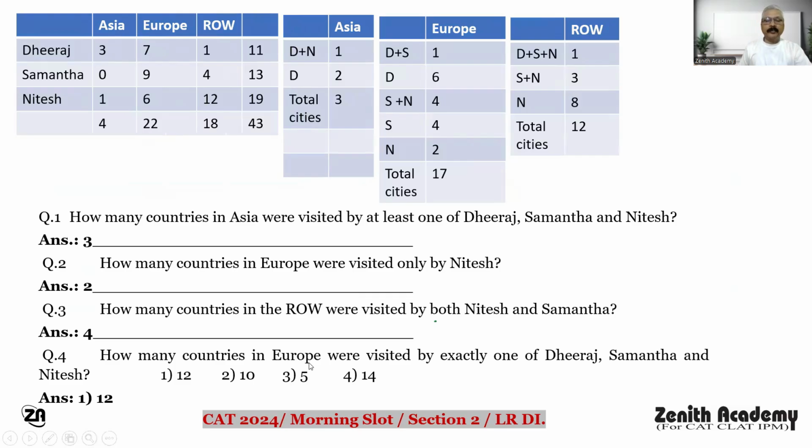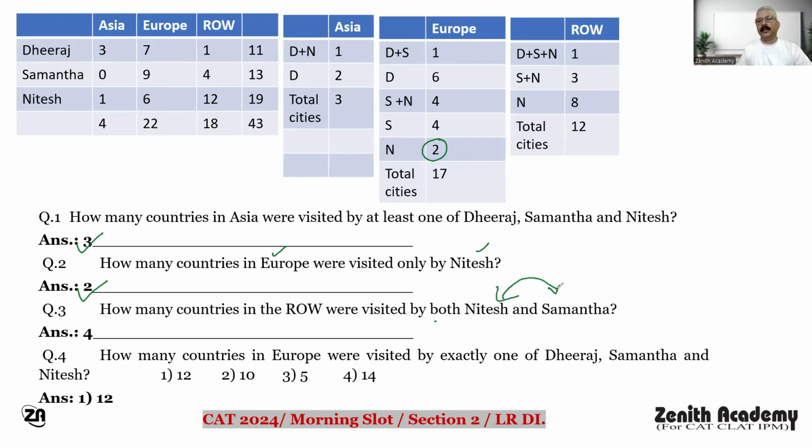Look here. How many countries in Asia were visited by at least one of Dheeraj, Samantha, and Nitesh? It means the total number of countries in Asia is the meaning of this question, sir. So total number of countries in Asia, 1, 2. Answer is 3. How many countries in Europe were visited only by Nitesh? In Europe, only by Nitesh, 2. Answer is 2.